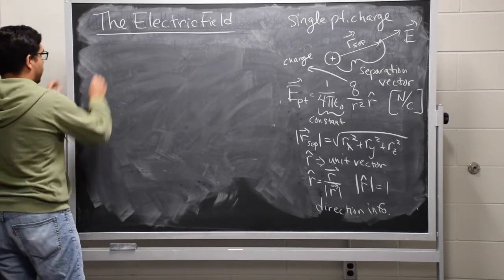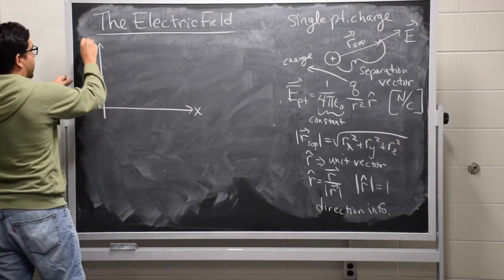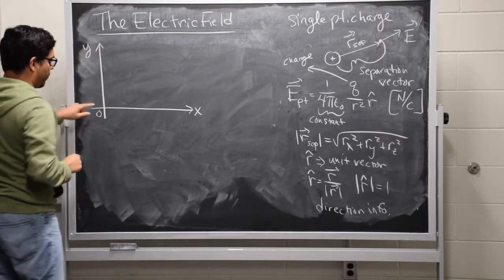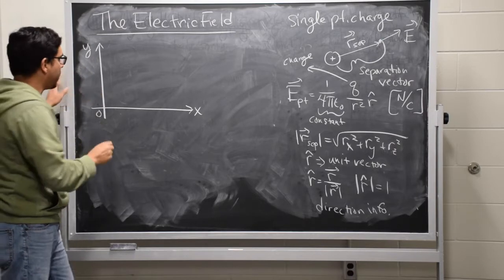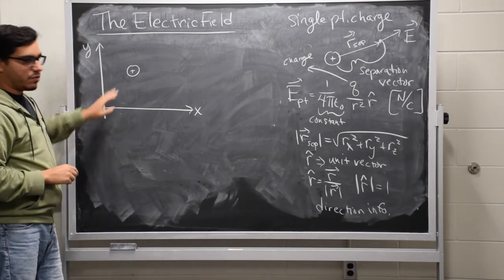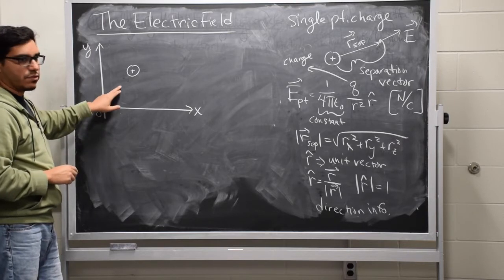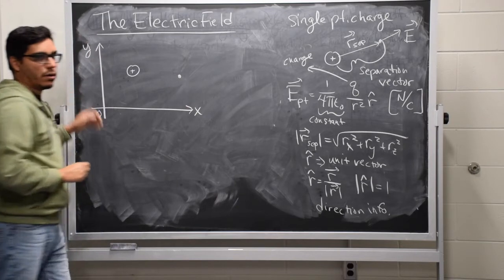So we'll just draw a coordinate system. So this is the x direction, this is the y direction. And this here is the origin of coordinates. Now I've imposed a coordinate system on the measurements that we're going to make. So I'll stick a charge here, some positive charge, and it doesn't coincide with the origin of coordinates. It's somewhere else. And I'm going to observe that electric field over here.